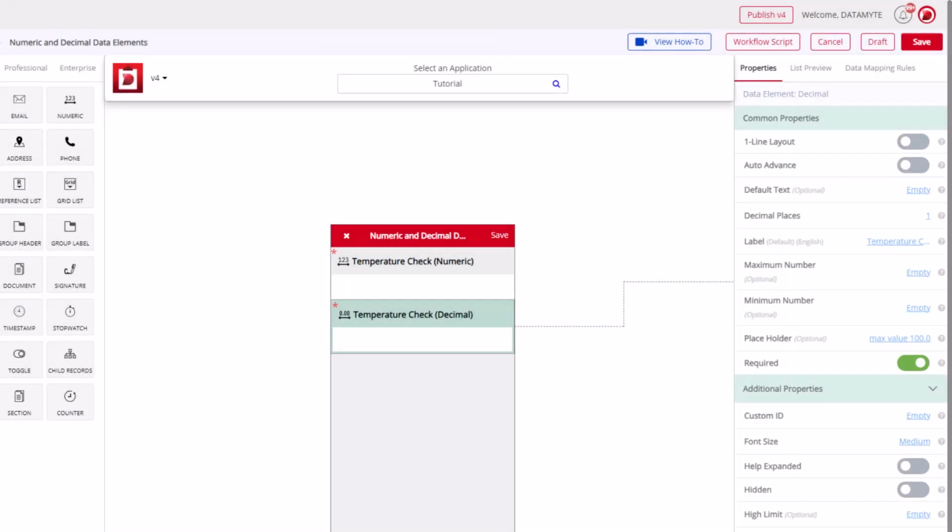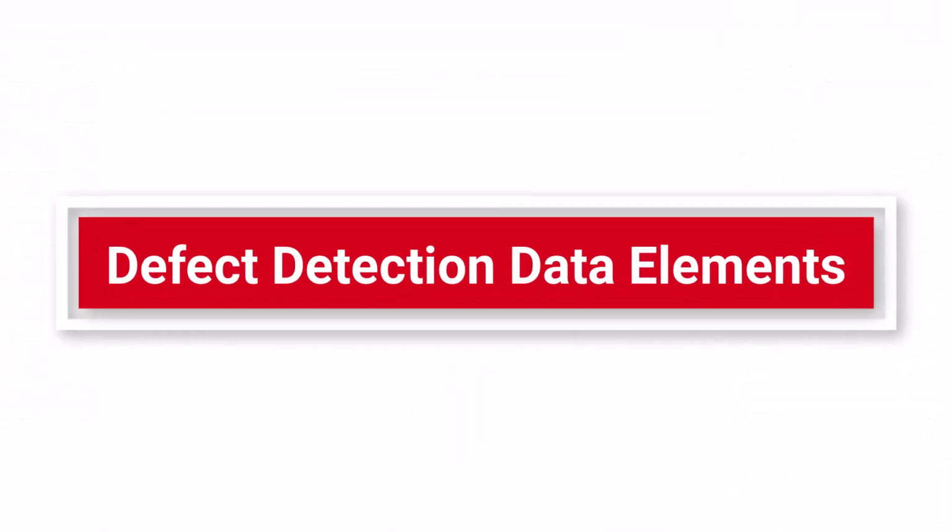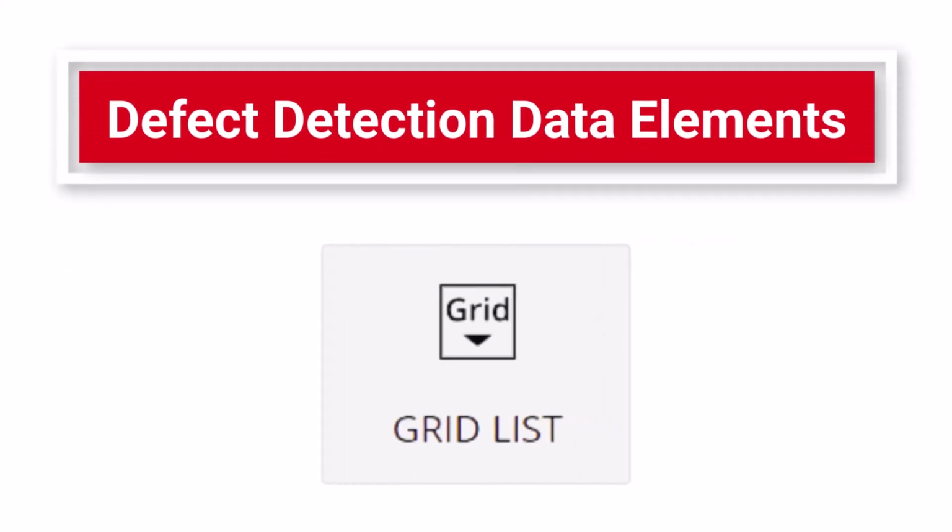A unique aspect of the numeric and decimal data elements is the ability to detect defects when configured properly. There are three other distinct elements that allow for defect detection, collectively known as the defect detection data elements, and include grid list, Silvac for gauges, and torque.